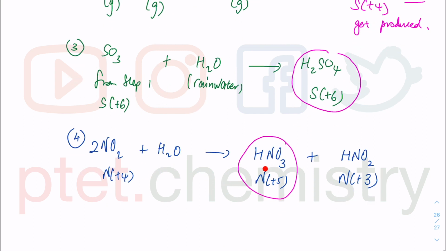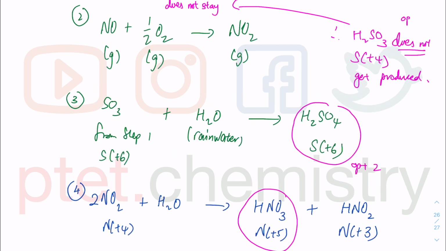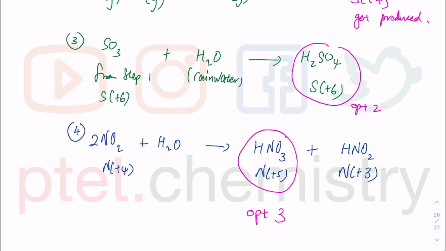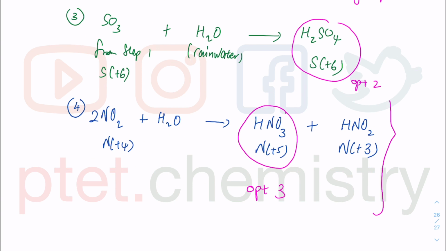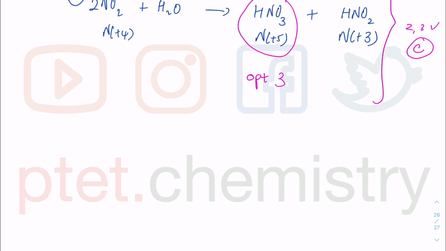You can get HNO3, you can get HNO2, but HNO2 is not given as one of the options there. So that is option 3, this is option 2. So this thing here does not get produced. There's option 1, so that's incorrect, which means we are left with 2 and 3. 2 and 3 are correct, so that's C. Phew. Okay, question 37, let's move on.